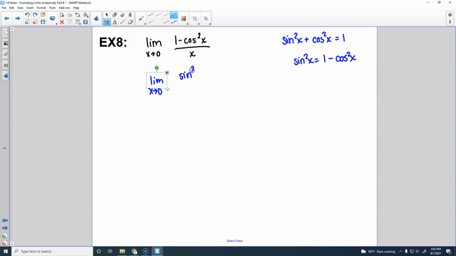Sine squared x over x. Okay? So, sine squared x means sine x times sine x over x, and right here is my special limit, right? So, we can do the limit of these separately.